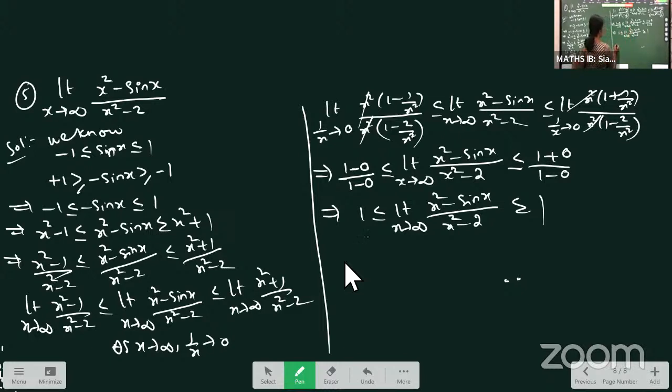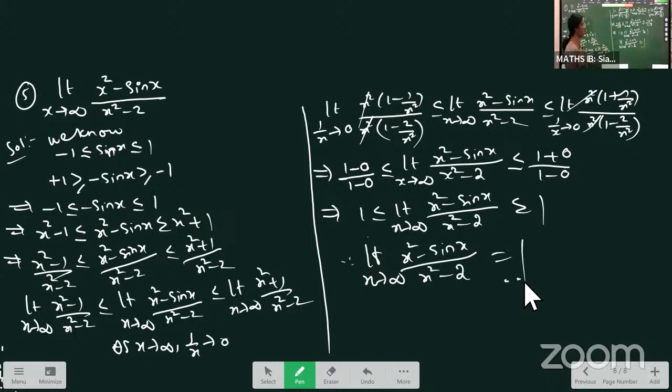Therefore, the value of limit x tends to infinity, (x square minus sin x) by (x square minus 2) is equal to, we can replace by 1. Therefore, what is the value of limit x tends to infinity, (x square minus sin x) by (x square minus 2)? It is nothing but 1. This is also one of the most important questions. You can go through the question by seeing this as an example.